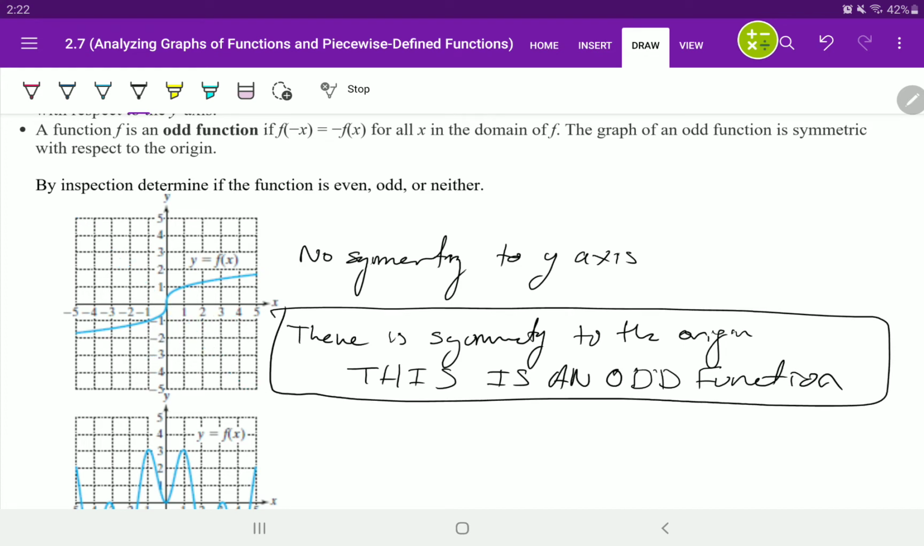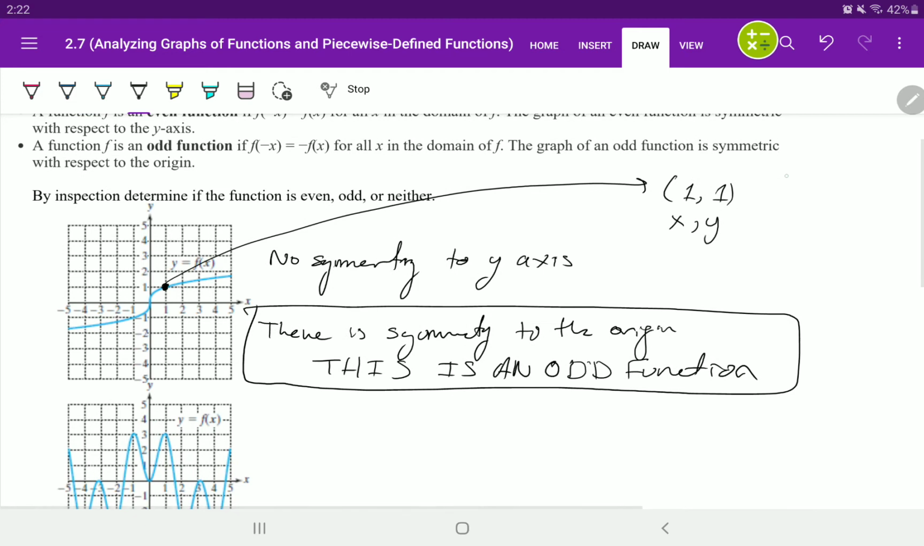Now, we established that it's an odd function, right? I want to prove it to you. Let's take the point 1, 1. So in this case, x is 1, y is 1, right? But remember, we can always write y as f of x. So I'm going to say f of x equals 1.